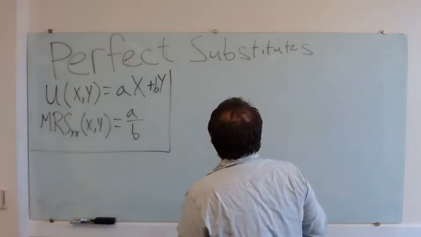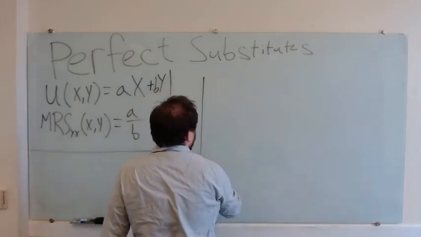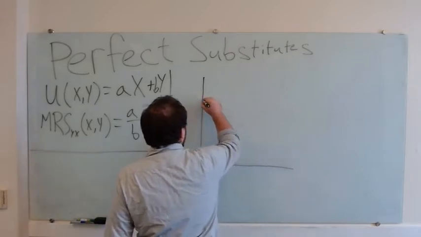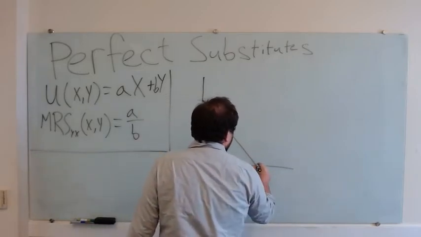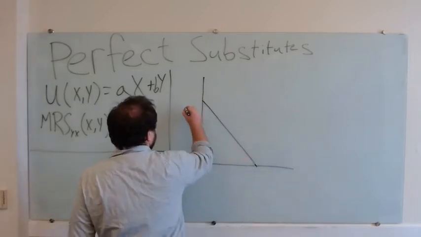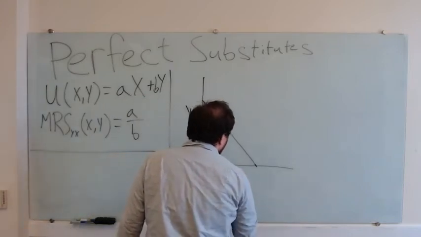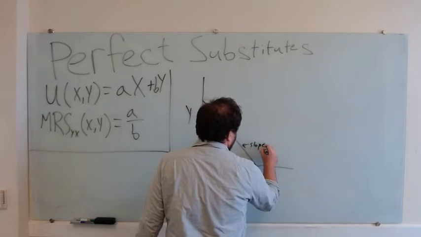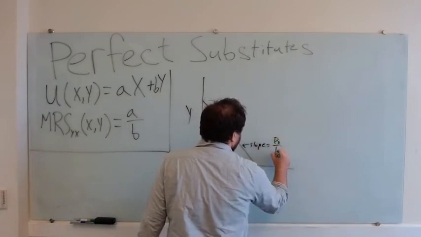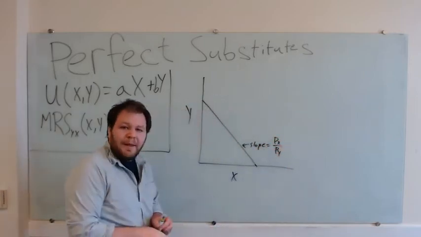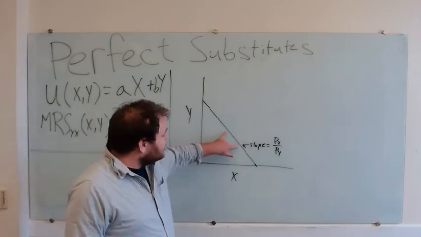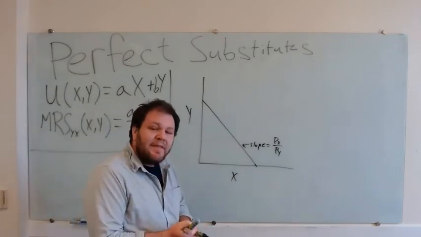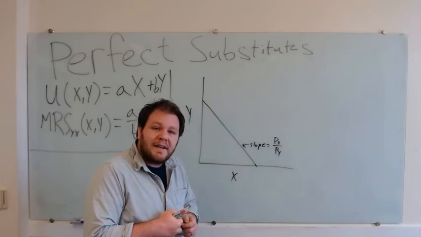So as a result, if we think about trying to optimize, find our optimal choice on some budget constraint, where we have good y and good x, and we have a slope given by Px over Py, right? The slope of our budget constraint is constant, and the slope of our indifference curves are constant as well.